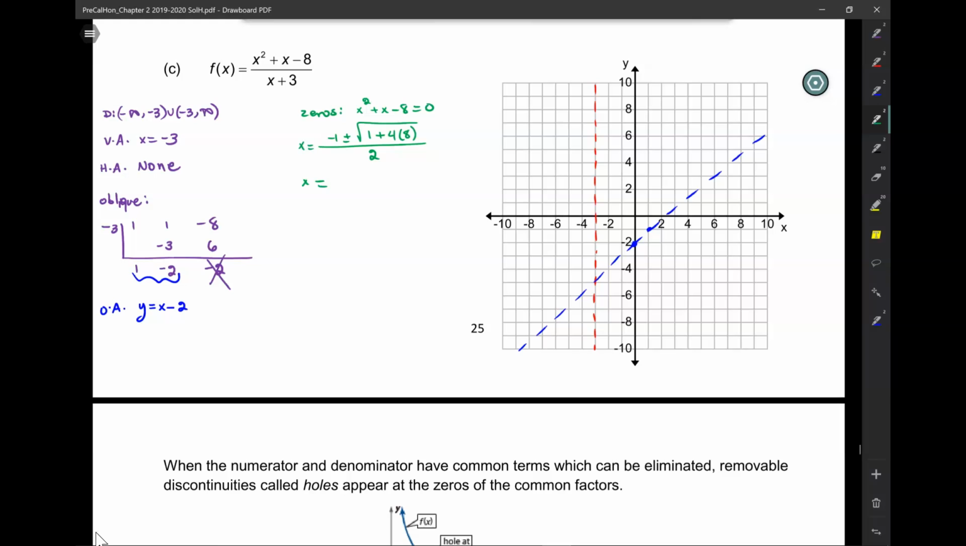I have it here. -3.37 and 2.37. Well, you have to in order to be able to graph it. So now, -3.37 is right here, and then 2.37 is right here.